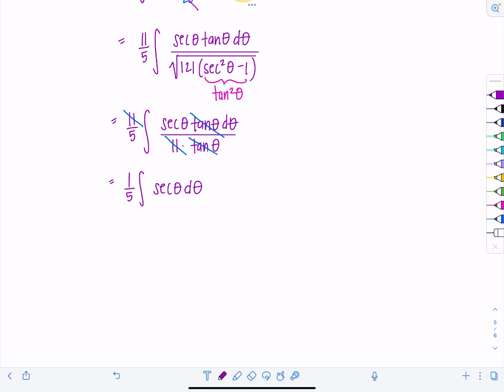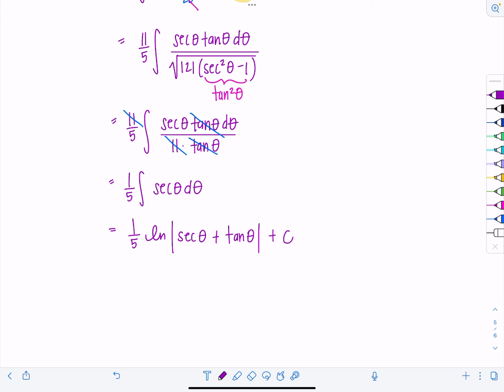We know this antiderivative. We memorized it. It's ln, absolute value, secant theta plus tan theta plus c. Yeah, you just got to suck it up and memorize it. If you don't remember where it came from, I'll link the video here where I show you how to derive it. But honestly, it comes up so often, you just need to memorize it, okay?